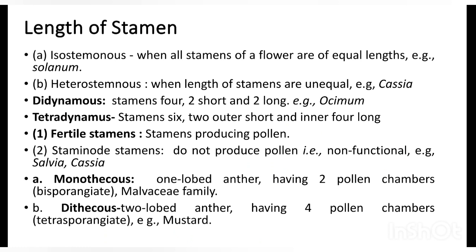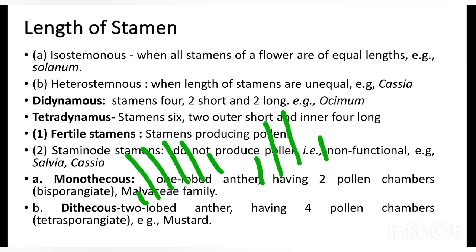Then the didynamous condition, which is present in Ocimum or the Lamiaceae family, where the number of stamens is 4. Two outer stamens are shorter and two inner stamens are longer. Then the tetradynamous condition, when the number of stamens is 6, two outer are shorter and 4 inner are longer, which is present in the Brassicaceae family.